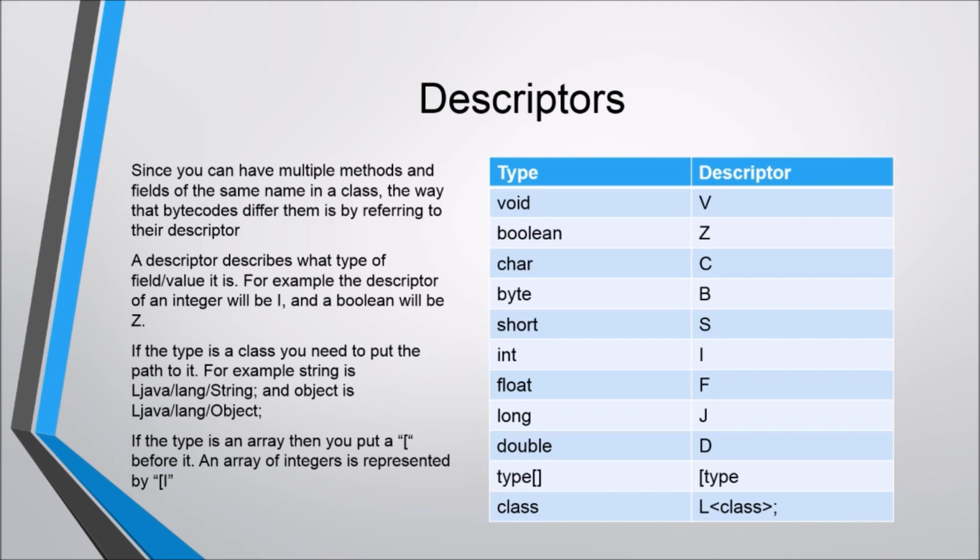If you've got an array of a certain value, then you'll have to put a left square bracket before it. For example, an array of integers is left square bracket I.